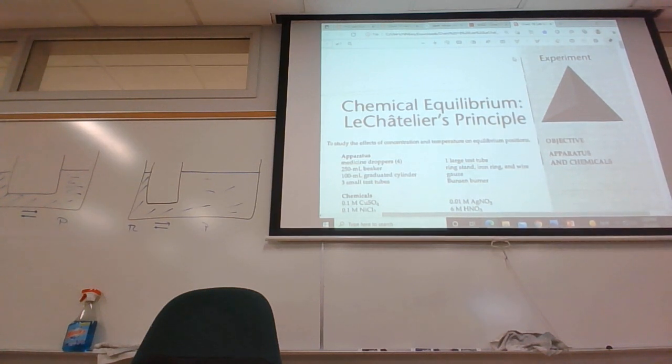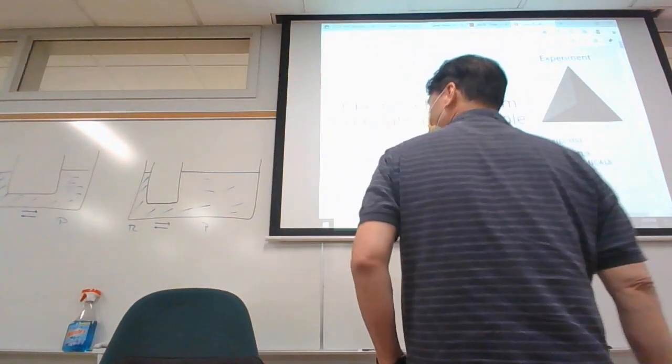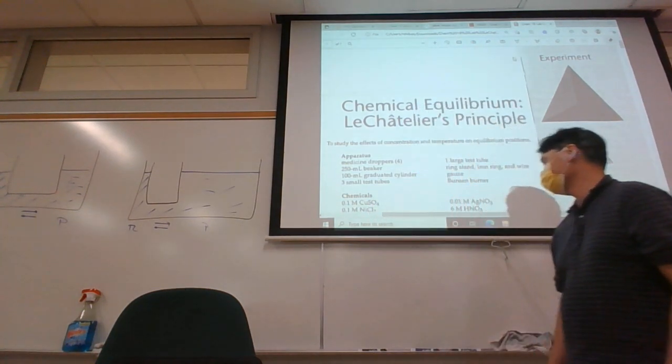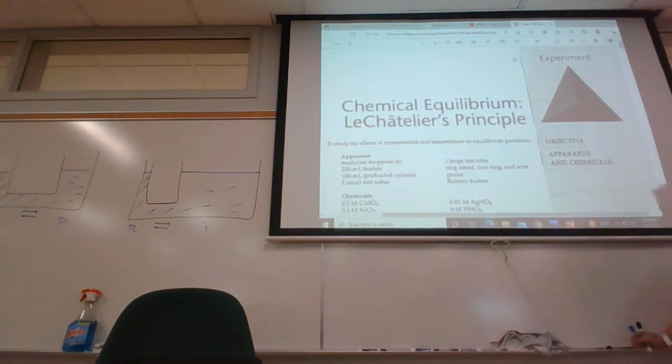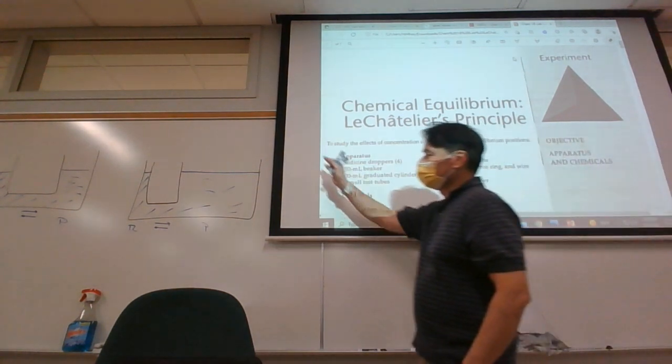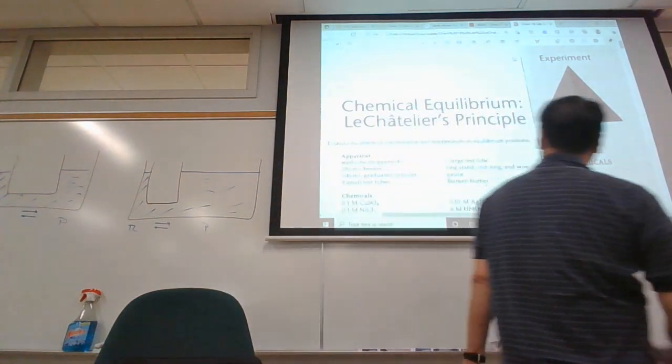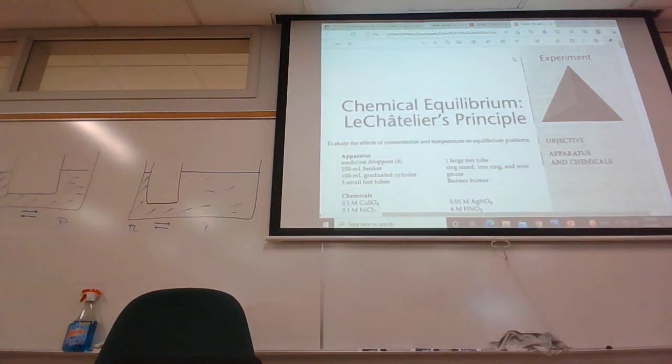Another way I could shift this to the right, that is, get net forward migration of water or product formation, is to remove some of the product here. If I start removing the water out of here, then this is going to go forward in that sense. Those are the typical techniques we use. Likewise, we can add or remove reactant or product to shift it either way. If I add more product, it will shift to the left. If I remove reactant, it will shift to the left. Let's take a look at today's experiment.